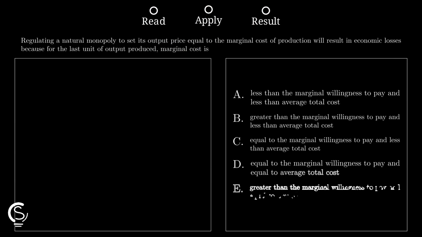Natural monopolies experience massive economies of scale, meaning their average total cost keeps falling as they produce more. This happens because high fixed costs are spread over a much larger output.